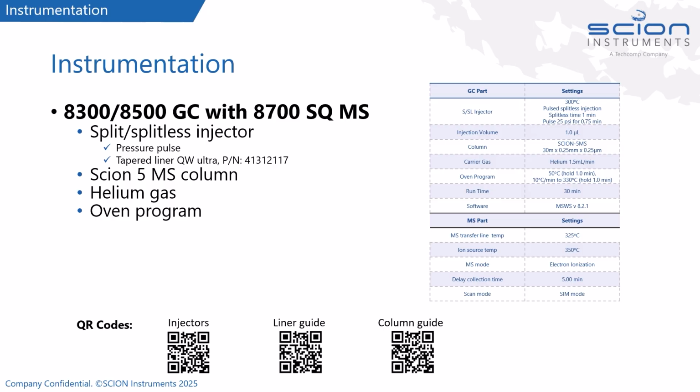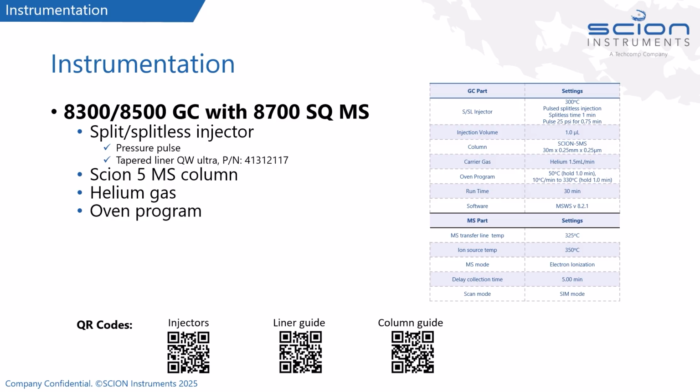Helium gas is the chosen carrier gas at 1.5 ml per minute. In this method we use a pressure pulse splitless injection. The pressure pulse is on at 25 psi for 0.75 minutes and the splitless time is set at 1 minute. Using a pressure pulse is only possible in constant flow mode.